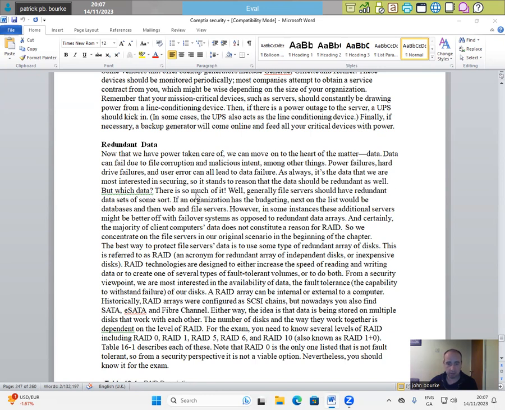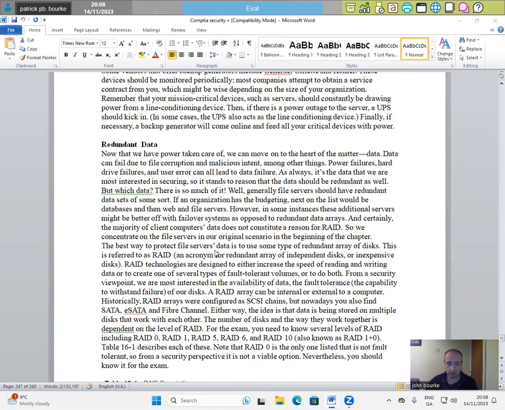But which data? There is so much of it. Well, generally, file servers should have redundant data sets of some sort. If an organization has the budget, next on the list would be databases and then web and file servers. However, in some instances, these additional servers might be better off with failover systems as opposed to redundant data arrays, and certainly for the majority of client computers, data does not constitute a reason for RAID. So we concentrate on file servers in our original scenario in the beginning of this chapter.